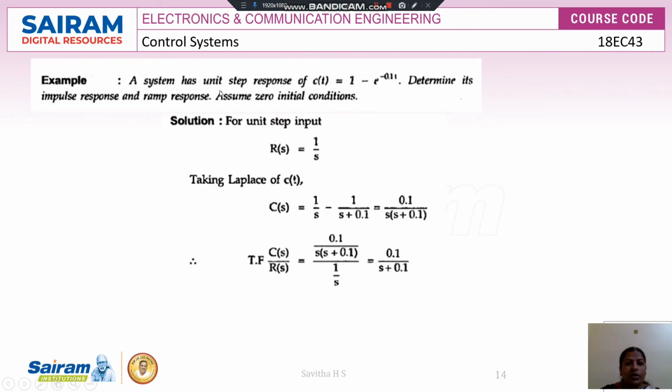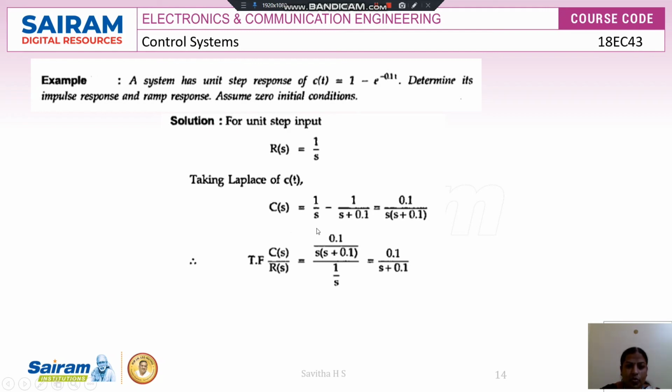A system has a unit step response of C of t equal to 1 minus e to the power of minus 0.1 t. Determine its impulse response and ramp response, assuming zero initial conditions. First we take a unit step input, for which R of s is equal to 1 by s. C of t is given in the time domain, so I need to write it in terms of the Laplace transform.